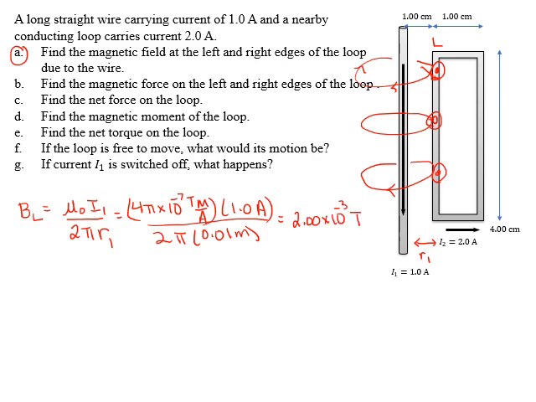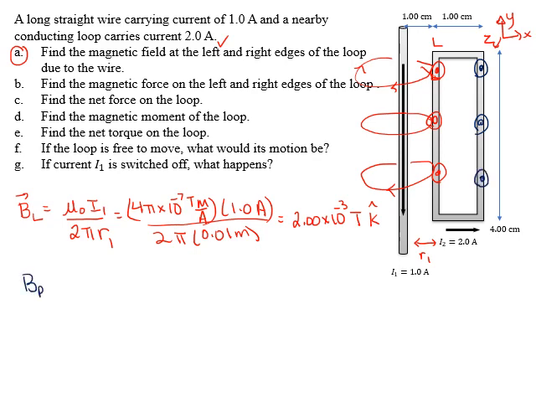The direction is out of the page, so I'll pop in a coordinate system, x, y, and z. Out of the page is the positive z direction, so k hat. Okay, that's the left edge. What about the right edge? Well, the direction of the magnetic field is still going to be out of the page.